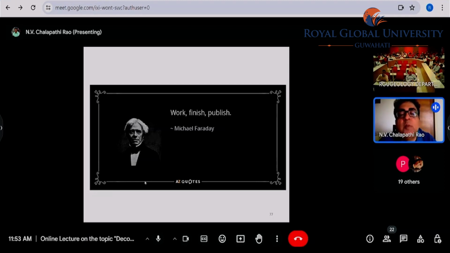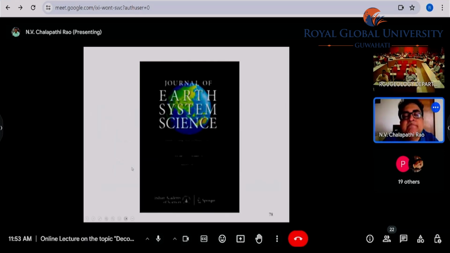So before I finish off, I want to tell young students, especially those who intend to do research, this is a famous quote by Michael Faraday. Whatever you do, you try to finish it and try to publish it. Publishing in good journals, publishing in SCI journals is of paramount importance to make a mark. So don't forget it. Work, finish and publish. It's a very important thing.